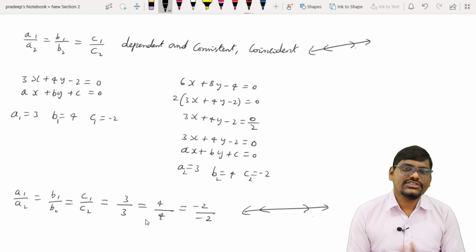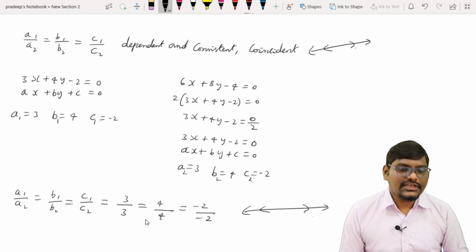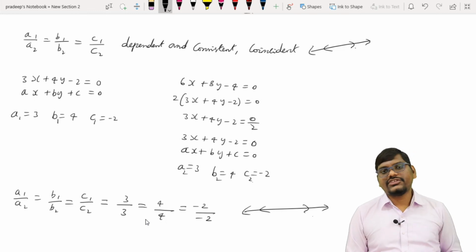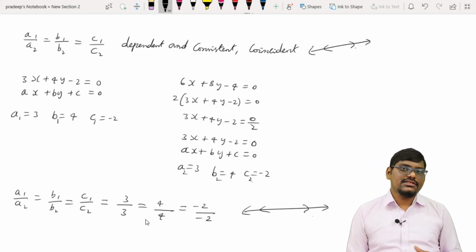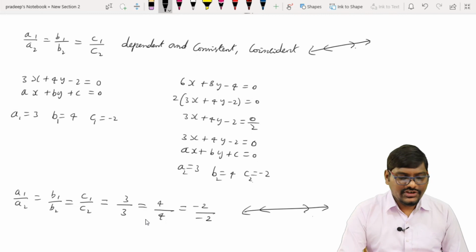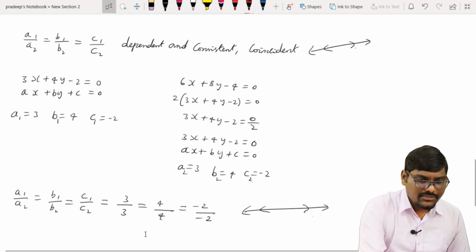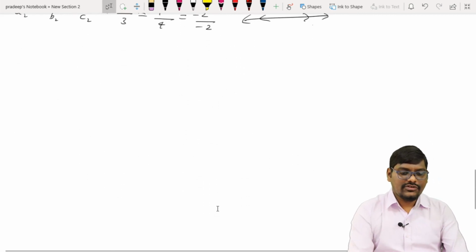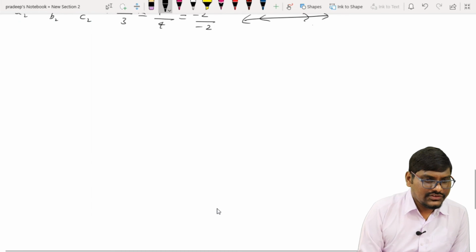So that is all about this chapter, where that gives us three different concepts. That is, first thing is intersecting, then the next one is parallel, then the next thing is coincident. Let's revise the three forms one more time more clearly. Okay, so let's see the forms. What was the first form? Just note down all these things.